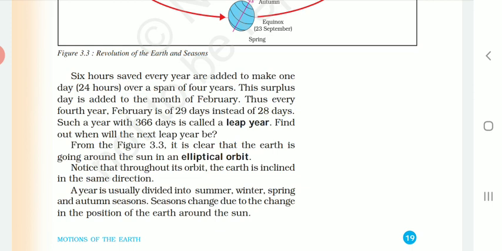In this way, in the month of February, after every 4 years we add one day, and therefore in the February of a leap year, instead of 28 days there are 29 days. A year which has 29 days in February is called a leap year, and in a leap year there are 366 days. I hope that you are understanding this fact.